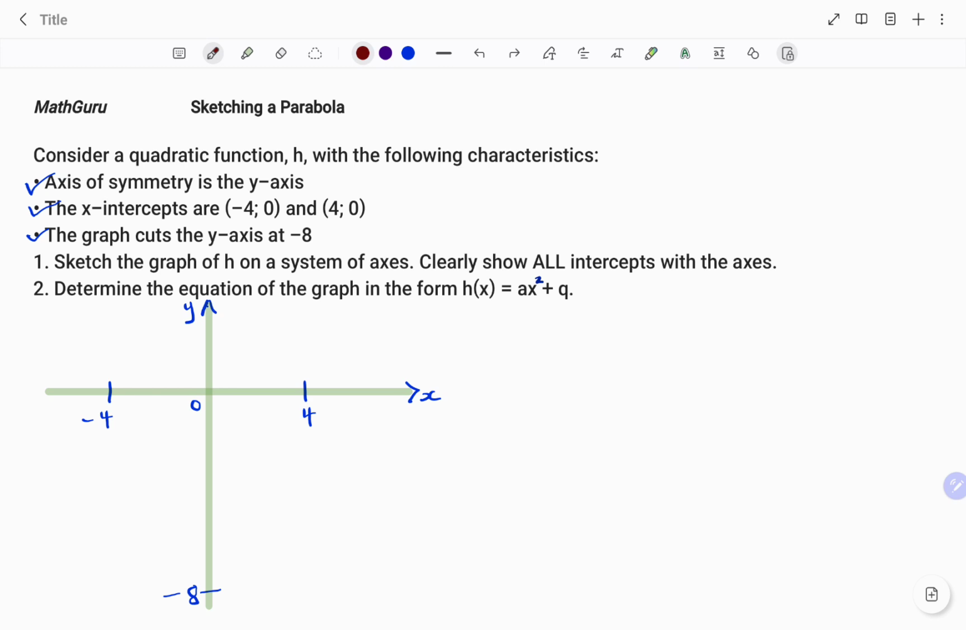Note that I'm not trying to scale, it's just a rough sketch. So therefore, sketch the graph of h on a system of axes showing all your intercepts. So we've been able to find our x-intercepts, a y-intercept, and we've been told that the line of symmetry or axis of symmetry is on the y-axis. So I'm going to connect all my points. And thus, I have my parabola.